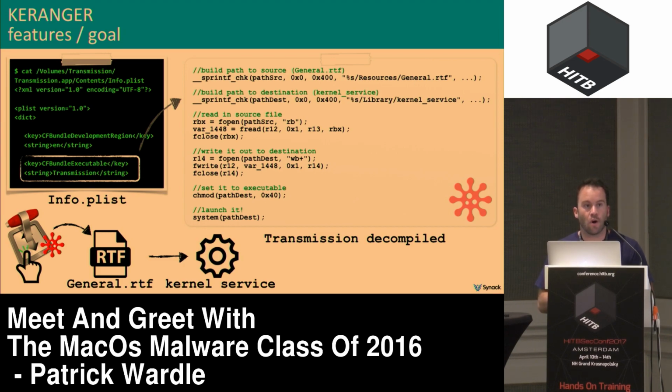If we look at the code at the beginning of its main function, we can see that they've injected some extra instructions. What these extra instructions do is grab a file called general.rtf from the application's bundle, save that as kernel_service, and then execute that.